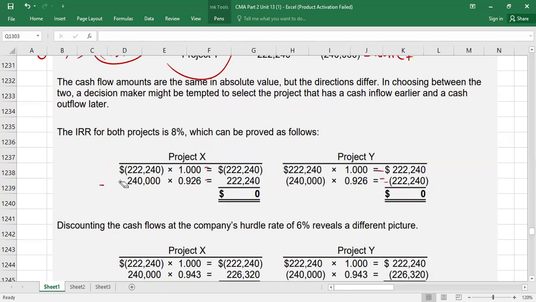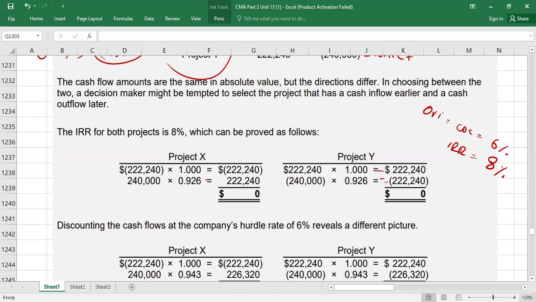Now, please see what I'm doing now, because now it is the point. For example, I'm assuming my original cost of capital is 6%, and my IRR is 8%.